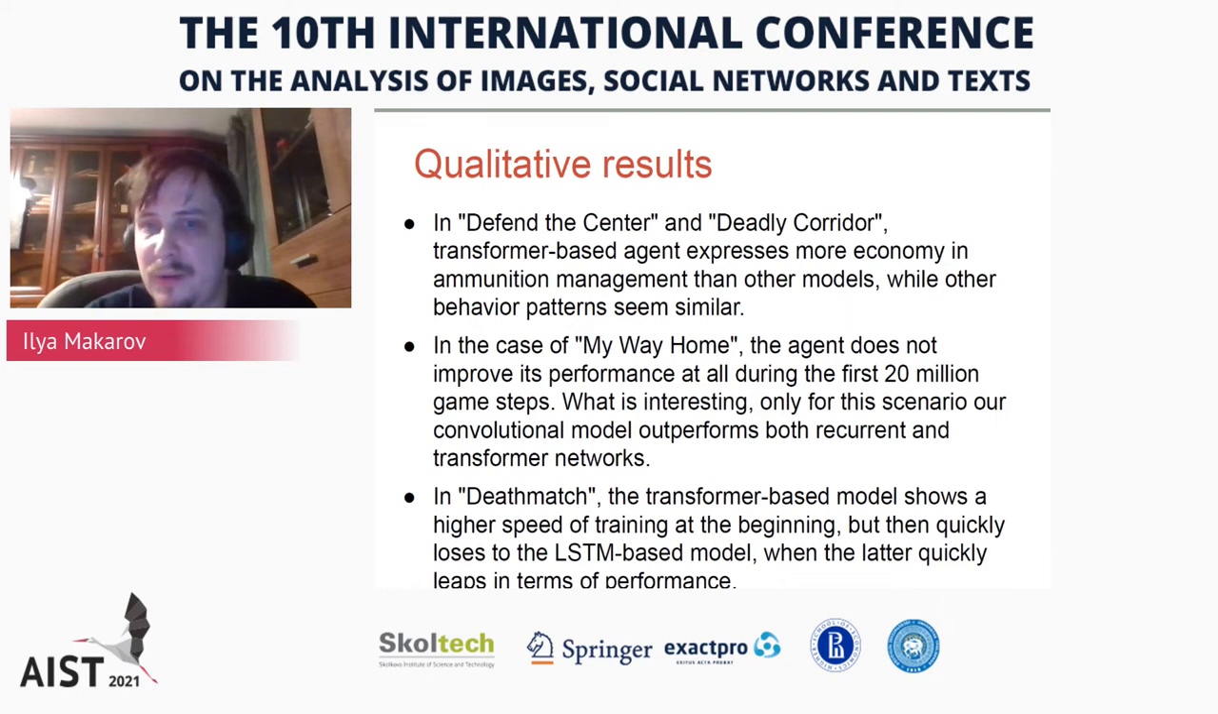And the situation is that only for this scenario, our convolutional model outperformed both recurrent and transformer networks. Maybe it's also because learning to navigate to the exit in the maze, which has very similar visual features, is better encoded by convolutional architecture rather than recurrent or transformer-based architectures. And again, in this match, the transformer-based model shows higher speed of training at the beginning, but then it loses to the LSTM-based model, which quickly leaps in terms of performance.